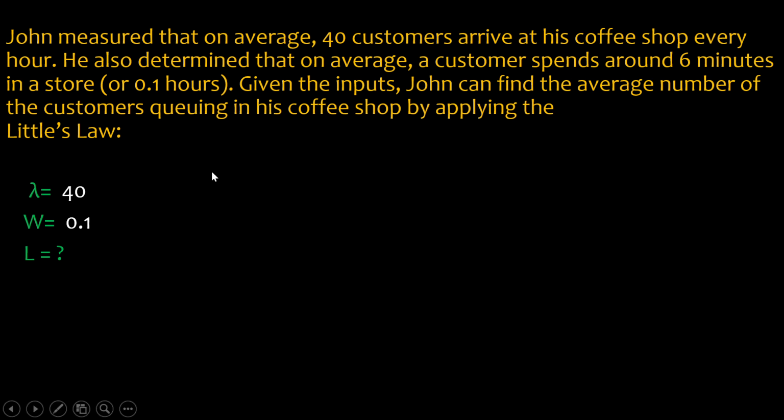Here the time is given as 6 minutes, and we converted it into hours because lambda is given as 40, and it is based on hours. That is why we converted these 6 minutes, the time spent by an item, into hours, so that we can multiply values of the same unit. Now simply we'll use the formula L = λ × W. We'll put in the values of lambda and W and multiply. We'll get the answer 4 customers. That is, 4 customers is the average number of customers in that particular queuing system.